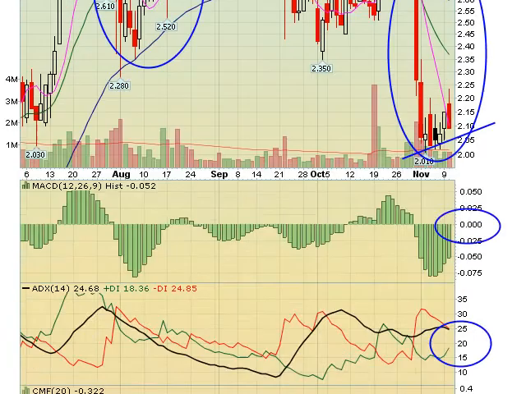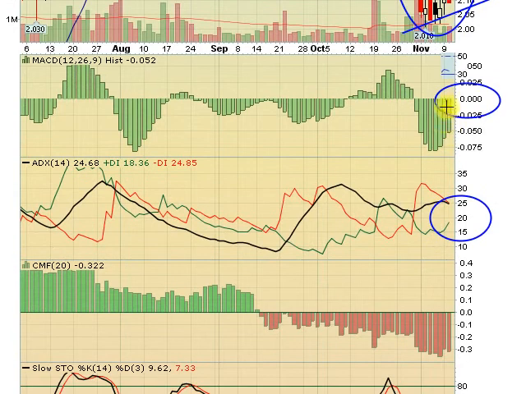Then we go to MACD. What we like to see here, we've got the neutral line, which is obviously 0. Moving up through 0 is bullish. Moving down through 0 is bearish.